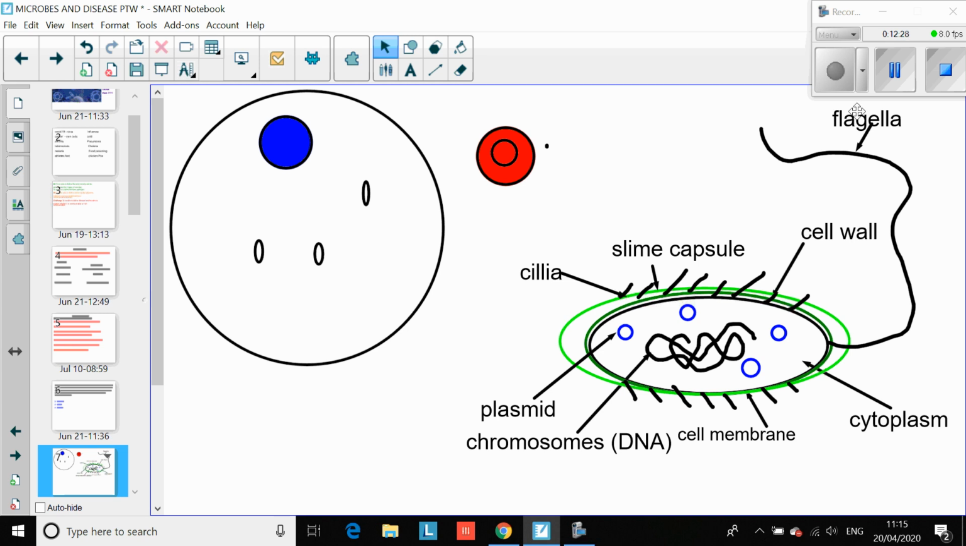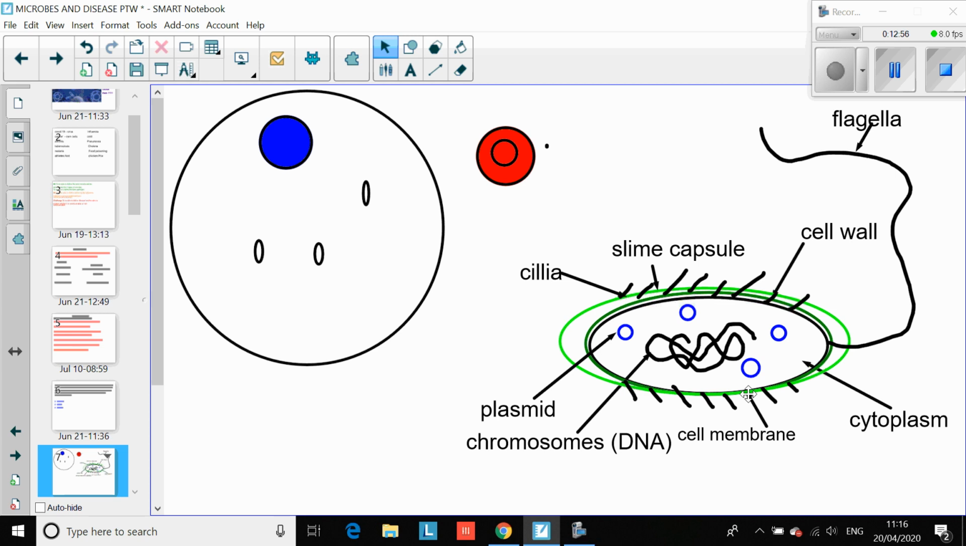Okay, so what do the parts do? Well, like I said, the same thing. Your DNA, so your plasmids and your chromosomes, those are the instructions. Your cytoplasm, just like in our cells, is where the chemical reactions happen to keep it alive. Cilia and flagella are for movement. Slime capsule is for protection. And, oh yeah, the cell membrane allows substances in and out of the cell.